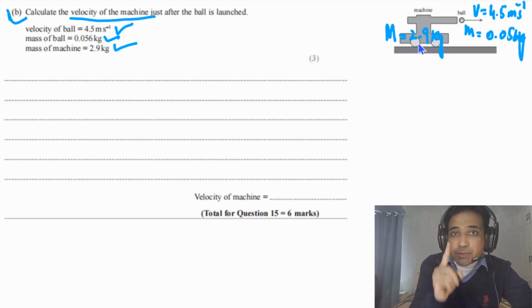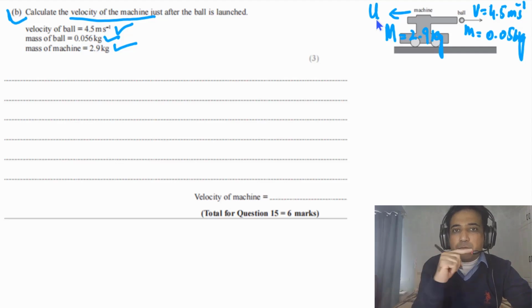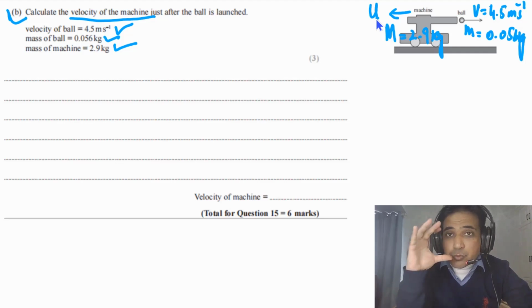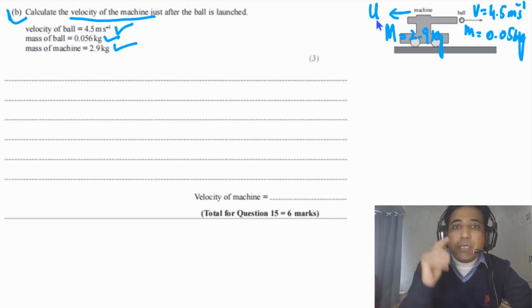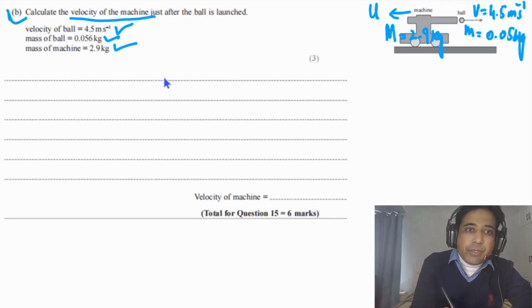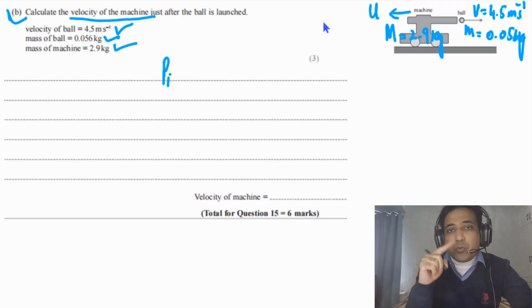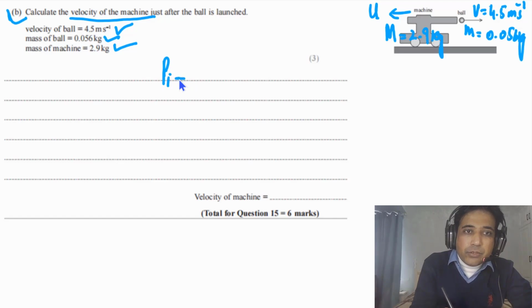We have already discussed that this machine will move to the left, so we can use letter U for the speed of the machine. Even if you don't know whether it will move to the right or to the left, we can still answer this question. Let me explain how. If you don't know the direction, we can simply write down that initial momentum has to be equal to final momentum. Initial momentum is equal to 0, so we can say this is equal to 0.